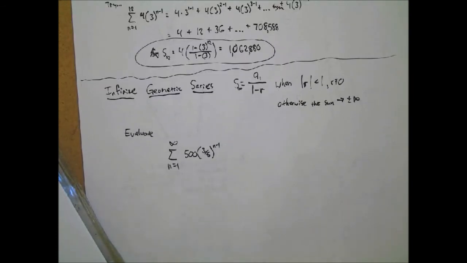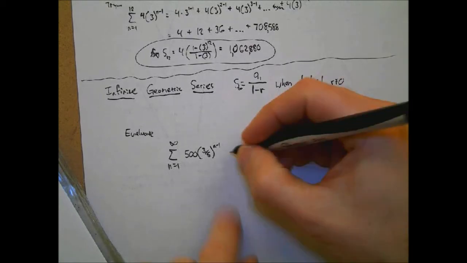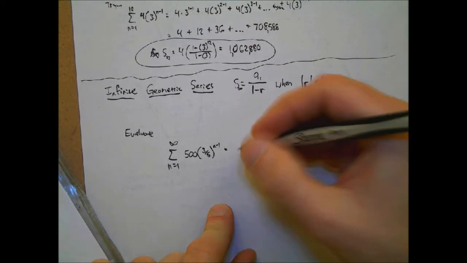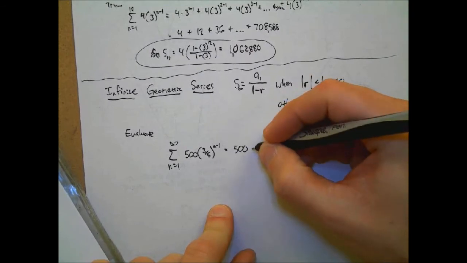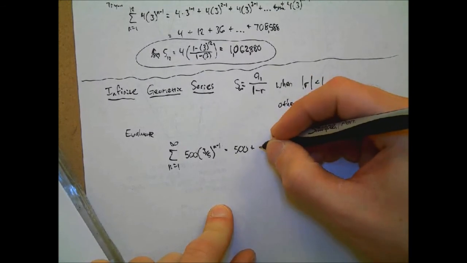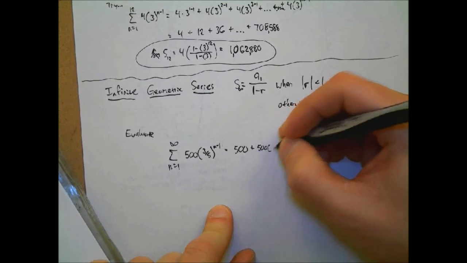So here's how we designate an infinite sum. We put infinity at the top of our sigma there, so we're going to be adding up an infinite number of things. Again, my encouragement to you: write out the first couple terms here. The very first term will be 500, and then 3/5 of 500.